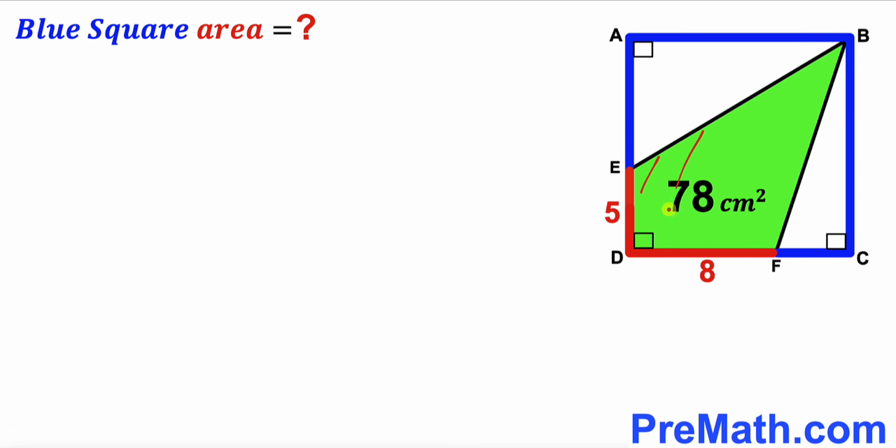In this video, we have this blue square ABCD that consists of the right triangle EAB, the green shaded quadrilateral DEBF, and finally the right triangle BCF, as you can see in the given diagram. The area of the green shaded quadrilateral is given as 78 centimeter square. Moreover, the vertical segment ED has length 5 centimeter, whereas the horizontal segment DF has length 8 centimeter. Our task is to calculate the area of the blue square ABCD.